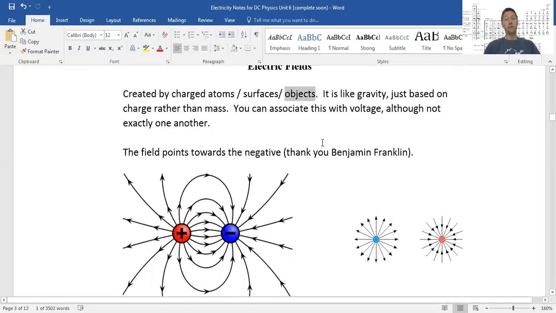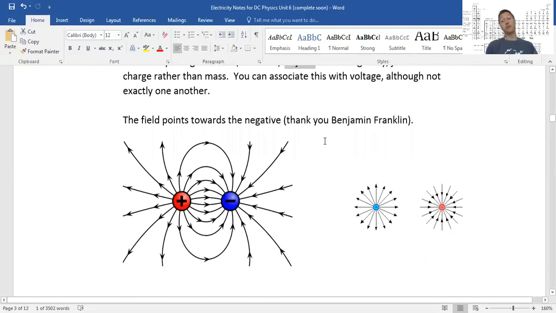Now the first person to talk about electric fields, or I don't know if he was the first person, but one person who's given a lot of credit for working with this is Benjamin Franklin. Because Benjamin Franklin had to make a choice whether he thought it was the positive or the negative that moved, he chose that the positive moved. Ever since then, we've had electric fields point towards the negative.